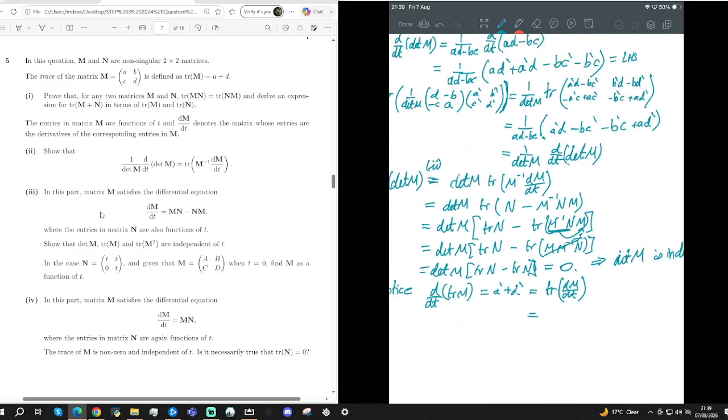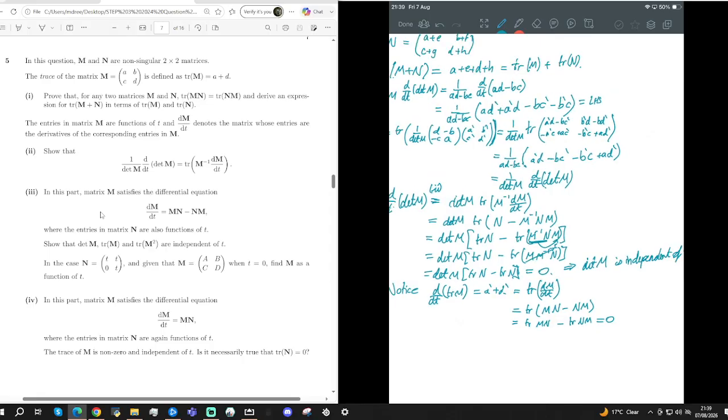But the trace of the derivative is the trace of MN minus NM, because that's what the derivative of M is, which is the trace of MN minus the trace of NM, which equals 0 by the same results that we've just used. Thus, the trace of M is independent of t. So that's the second one done.